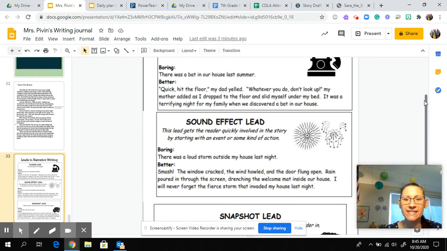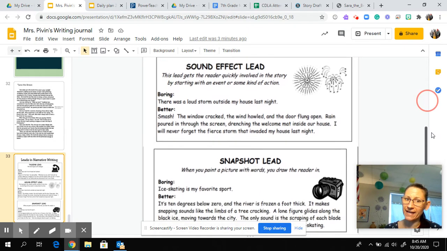Quick, hit the floor, my dad yelled. Whatever you do, don't look up, my mother added as I dropped to the floor and slid myself under the bed. It was a terrifying night for my family when we discovered a bat in our house. As a reader, I want to read more. I want to know more. Like, whoa, what happened? Did they get the bat out? What's going on? And that sets up the reader to then continue forward.